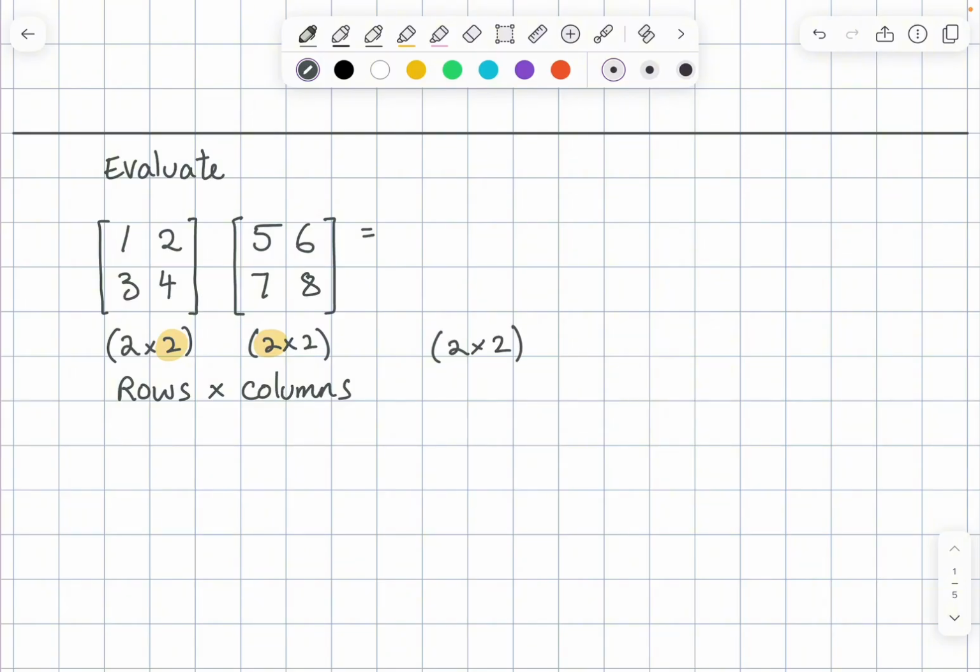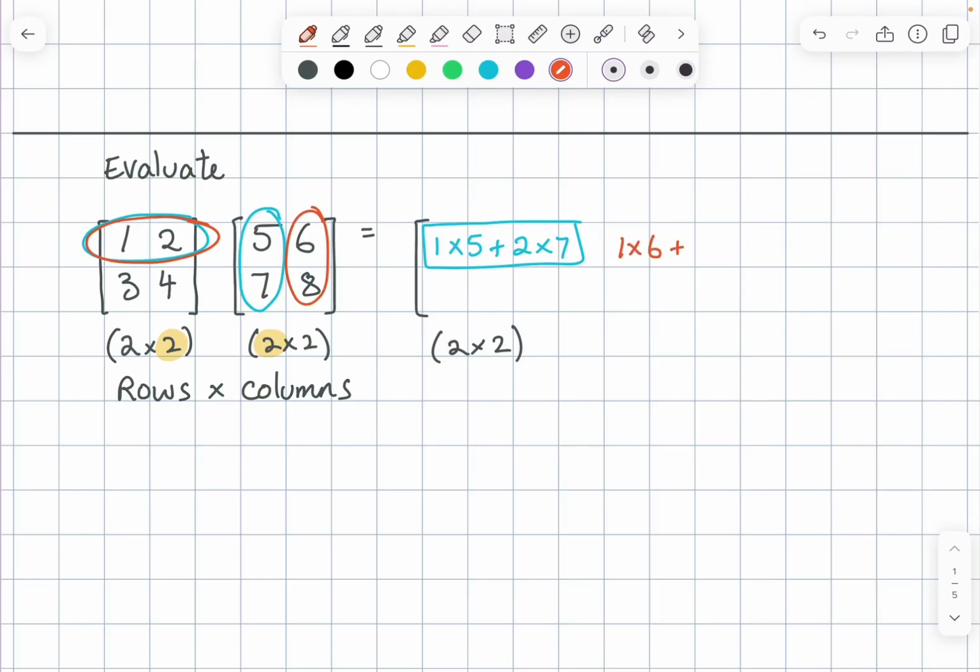So the first step, the first row and the first column. 1 times the 5, so 1 times the 5 there, plus 2 times 7. That will give us the first element of our answer matrix. Now we've done the first column, we're going to move to the second column. So stick with the first row, but let's move on to the second column. 1 times 6 plus 2 times 8.